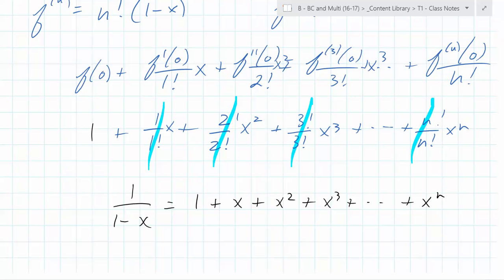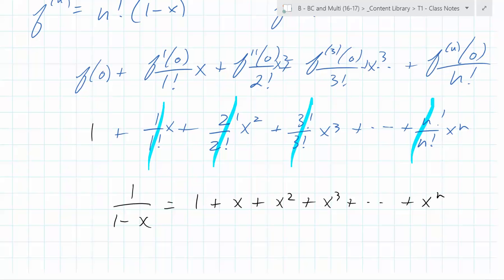Yeah, true. You answered the question. What type of series is this? Geometric. What's the ratio? X. X is the ratio. So the ratio has to be less than 1. So the absolute value of x has to be less than 1. So this converges when x is between negative 1 and 1.